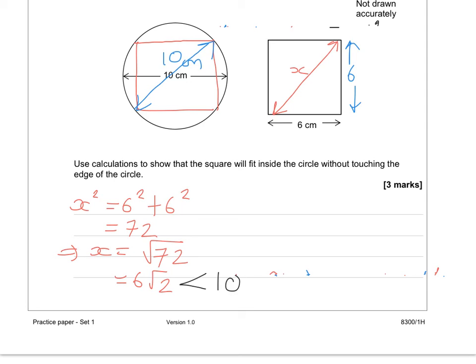Another way of explaining this is to say that x squared is equal to 72, which is smaller than 10 squared, which is of course 100. So the square will fit inside the circle without touching the edges.